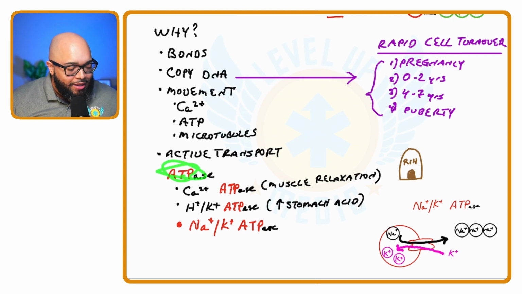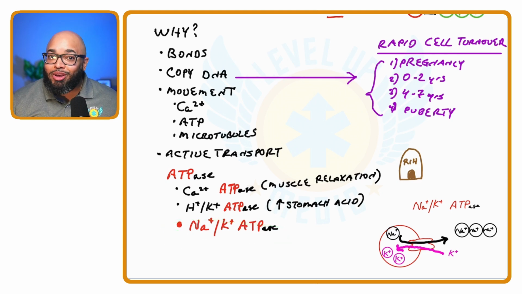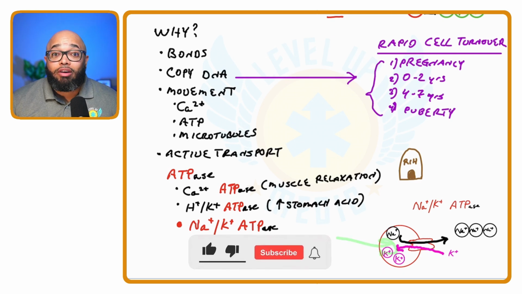So we need ATP to power up an ATPase, an enzyme. One big enzyme is the sodium potassium pump, or sodium potassium ATPase. What is its job? So normally we said that the sodium goes into the cell, but to get it out of the cell, we have to have this ATPase here. Okay?